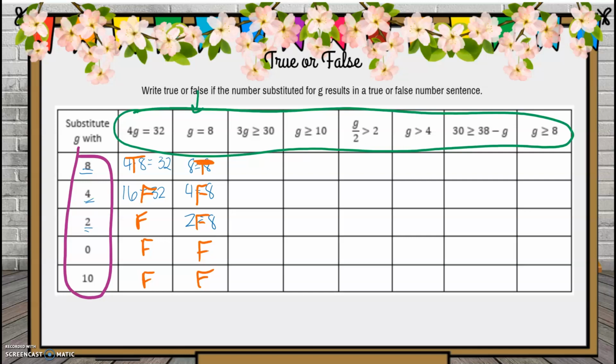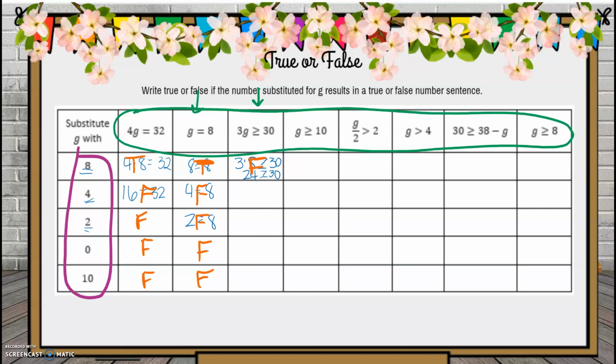So now once again, the next column, we have 3 times G is greater than or equal to 30. So let's see, is 3 times 10 going to give me an answer greater than, oh not 10, I'm sorry. That says 8. So is 3 times 8 greater than or equal to 30? 3 times 8 is 24. 24 is not greater than or equal to 30. So this top one is false.